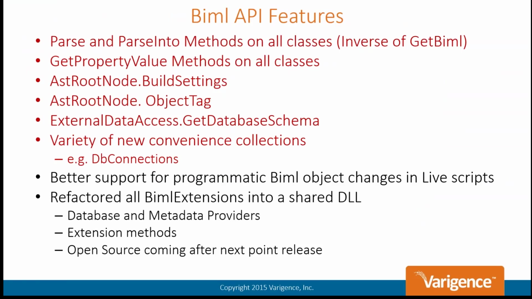So there are now parse and parse into methods that are available on all classes. You know how you can do a get Biml on any object in Biml, and what it'll do, so I'm starting from the API and getting the Biml back out. Well, this does the opposite. You can take any fragment of Biml code and call parse, and it turns it into an API object for you. So now you can write little Biml fragments and even store them in files.